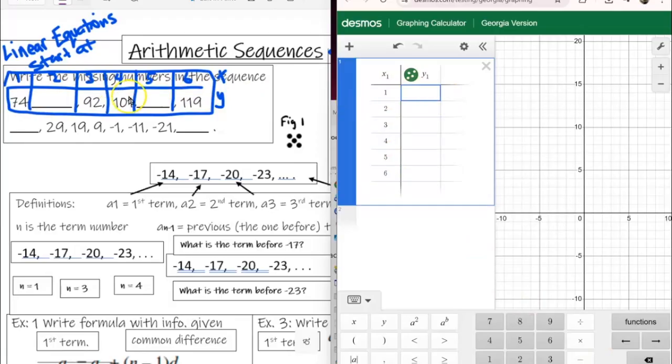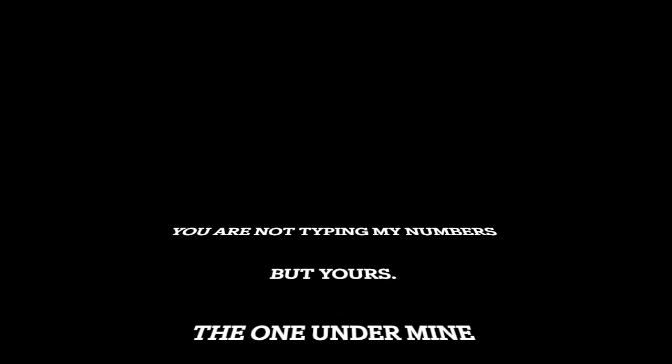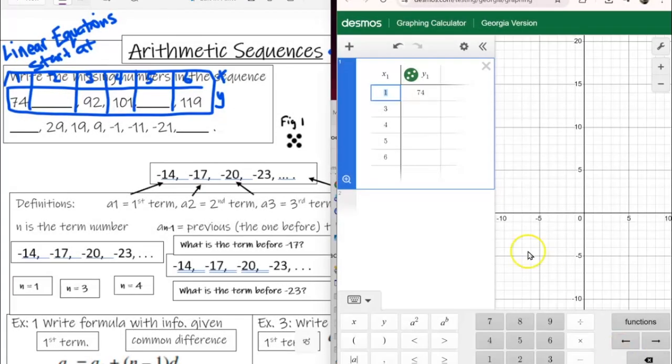These values in here are what? 74. Is there anything here? No, that is a blank. We cannot have blanks, so I'm going to go ahead and delete that. You can save yourself some time and just put in the ones that have a number for both x and y. So 3 goes with 92. 4 goes with 101. 5 goes with blank, so I can't have that because I'm going to get an error, so I'm going to delete that. 6 goes with 119. So now I have a table inputted.